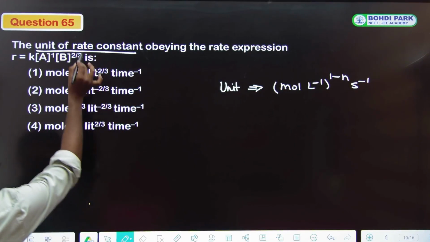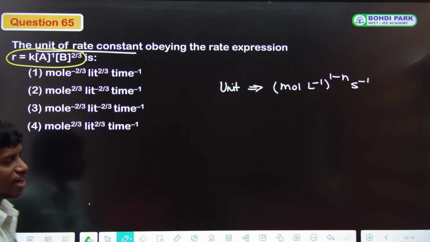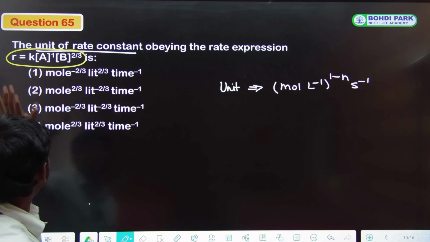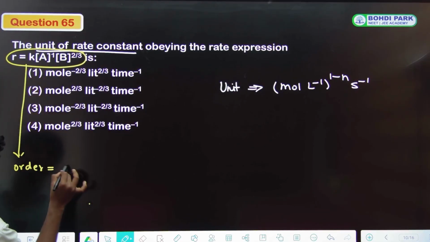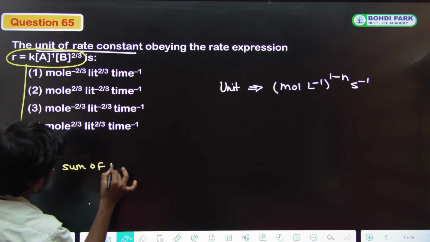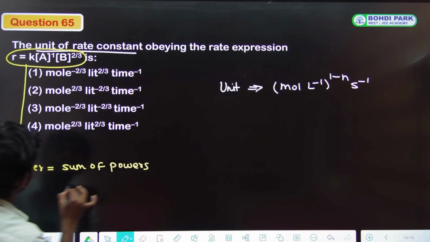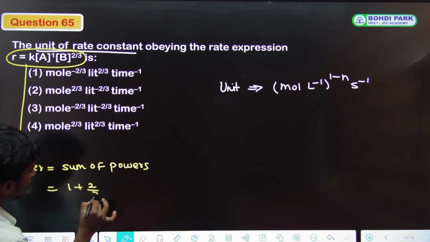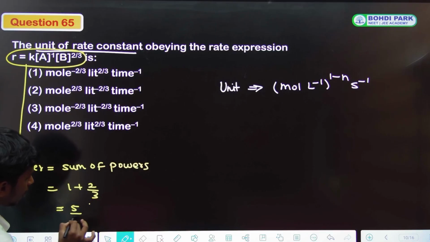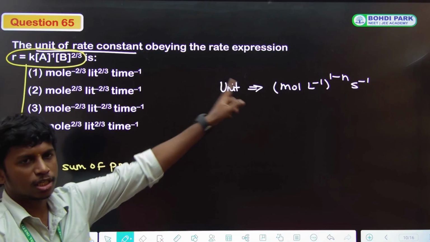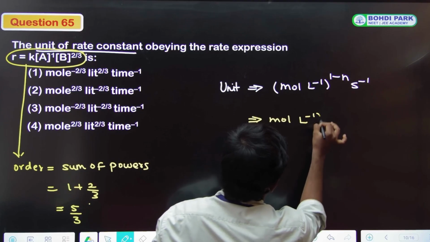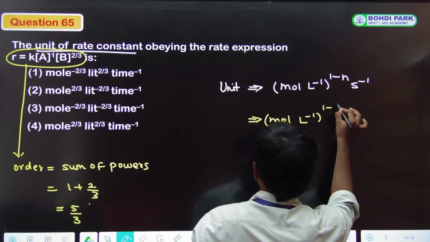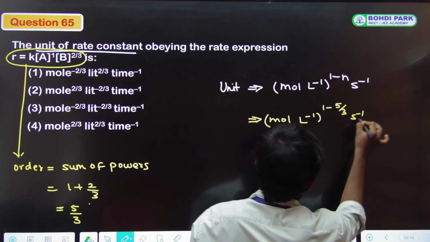என்ன கொடுத்திருக்காங்க? ஒரு rate law கொடுத்திருக்காங்க. Rate law அப்படின்னா அதுல வந்து நம்மளால order கண்டுபிடிக்க முடியும். Order is equal to sum of powers. ஸோ என்னென்ன power ல என்ன numbers இருக்குன்னு பாருங்க. 1 is there, 2/3 is there, ரெண்டையும் add பண்ணா எனக்கு 5/3 வரும். இதை substitute பண்ணுங்க. So we can write mole per liter power 1 minus 5/3 per second.